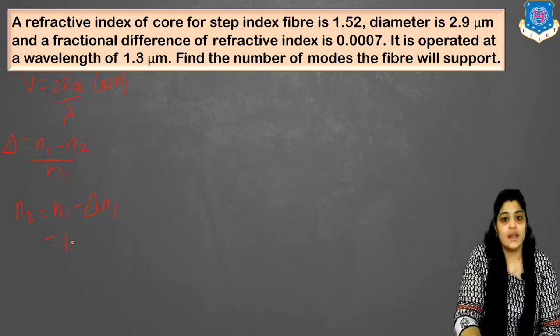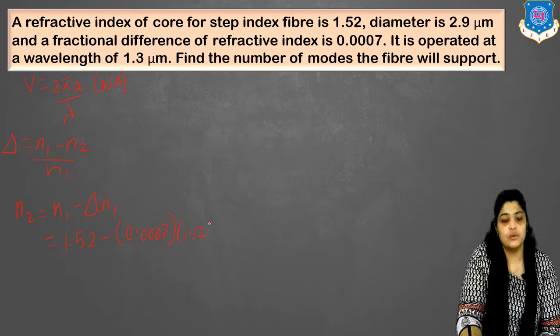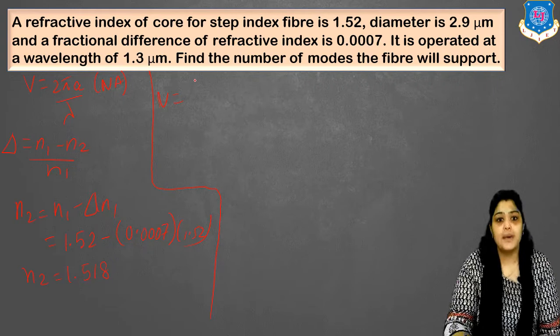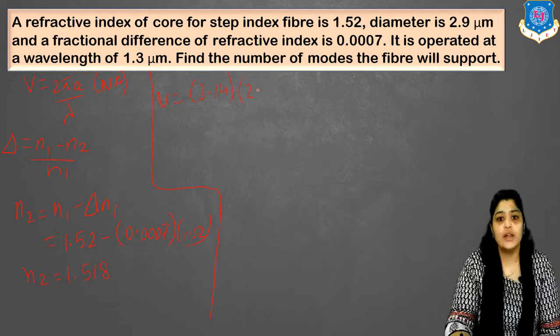So n1 is given as 1.52 minus 0.0007, that is delta, into 1.52. Solving this, I get the value of n2 as 1.518. I will substitute all the values, and I'll write D instead of 2a, because I know a is the radius, so 2 times radius is the diameter. So I have pi, that is 3.14, into 2.9.